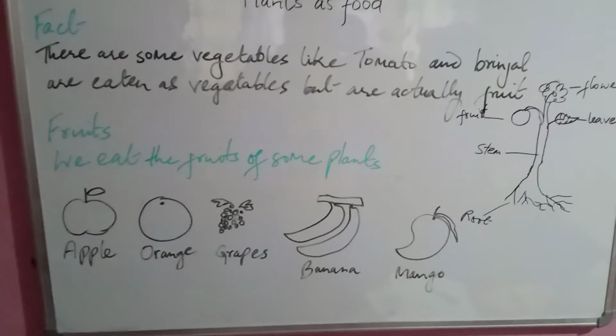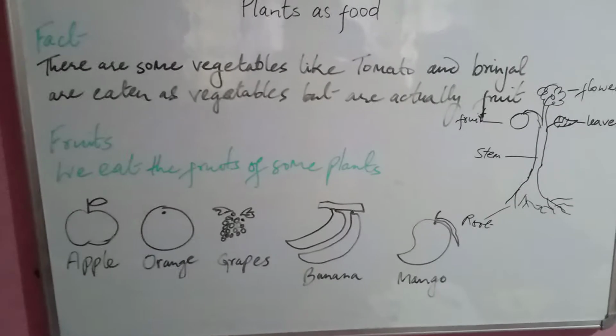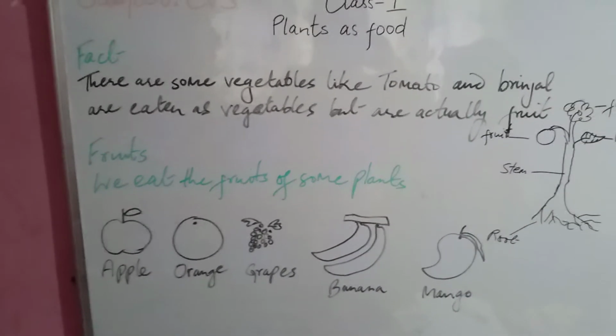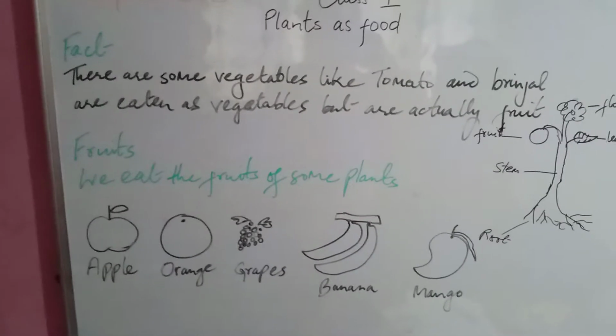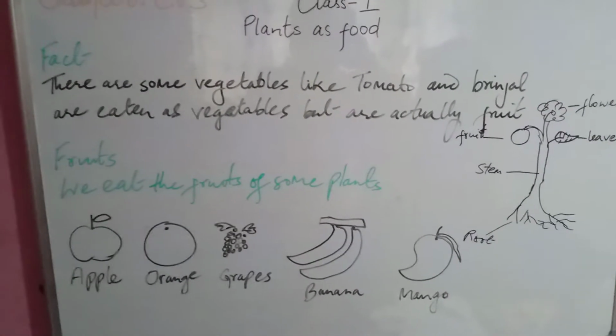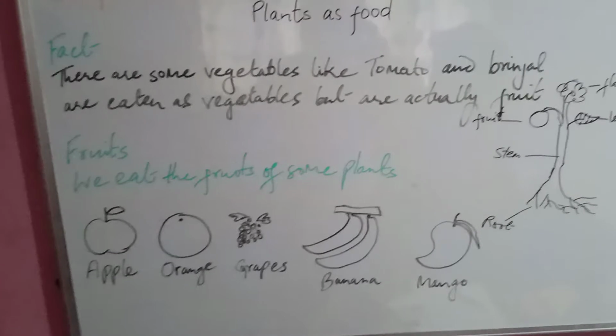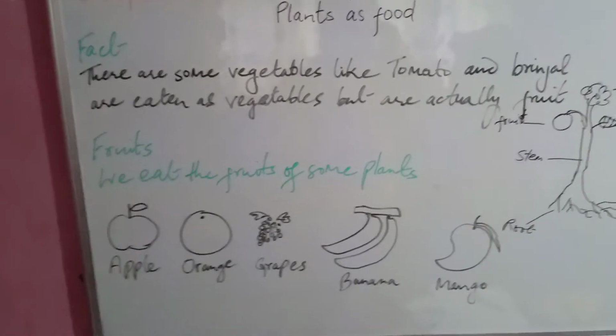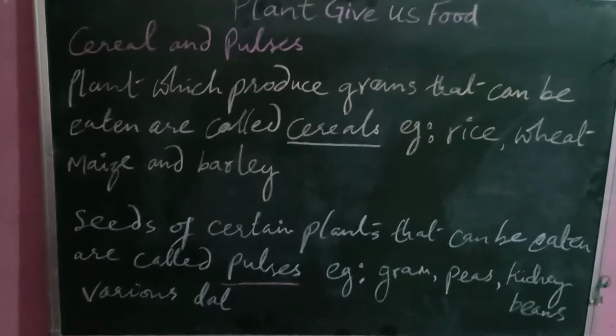Different apart from this one, apple, orange, grapes, banana and mango, you have to write other fruits which are present, and we humans eat those fruits. Okay, so moving on with the next topic.